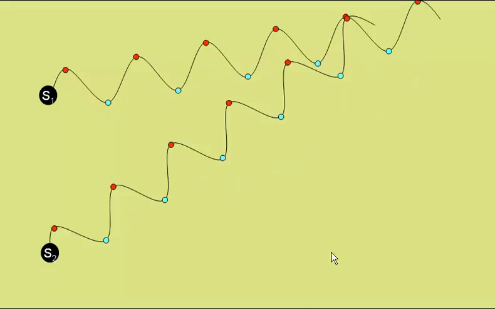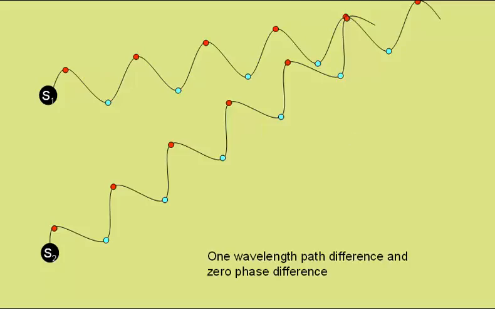A little bit further up, and again a peak from S1 meets a peak from S2. The waves are in phase at this point. There is constructive interference. But now we are one whole wavelength closer to S1 than we are to S2. So with one wavelength path difference we have zero phase difference.